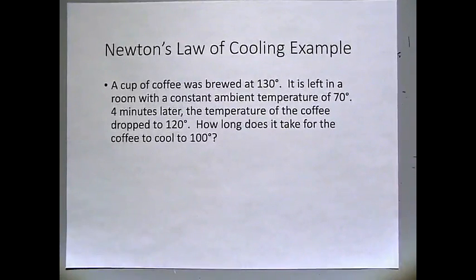So let's start with one. In this problem, we have a cup of coffee that was brewed at 130 degrees. It is left in a room with a constant ambient temperature of 70 degrees. 4 minutes later, after we put it out, the temperature of the coffee dropped to 120 degrees. We'd like to find out how long we have to wait from the time we leave it in the room until it drops down to 100 degrees.